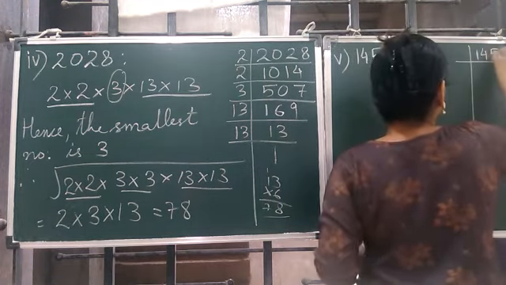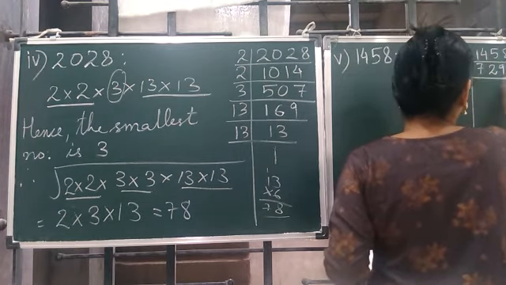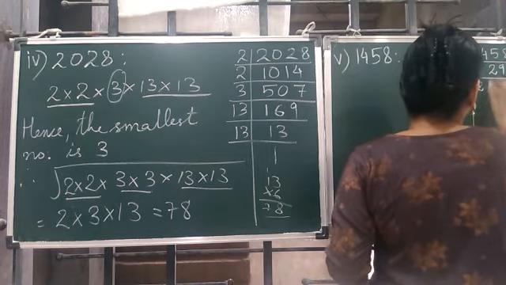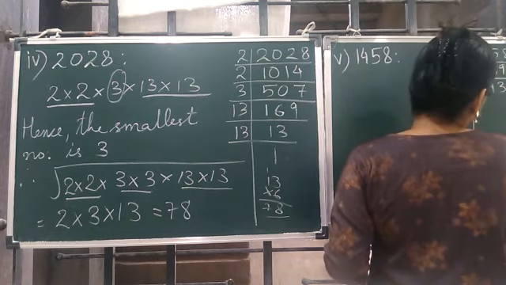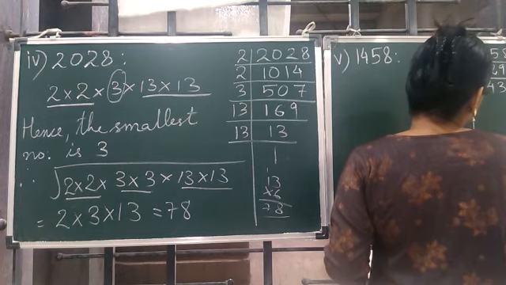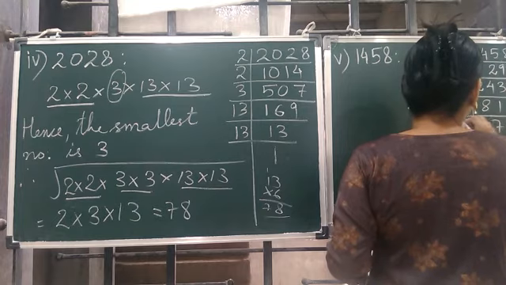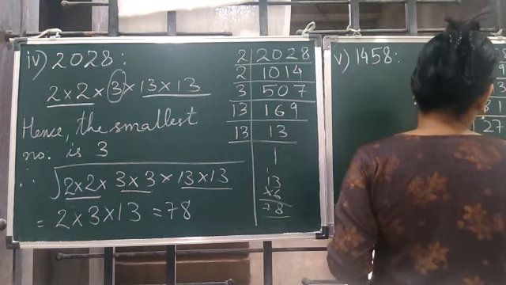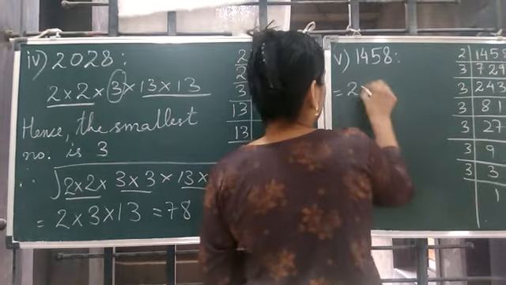Again we start with 2 because last digit is even. 2 7s are 14, 2 2s are 4, 2 9s are 18. Now it will go by 3. 3 2s are 6, 3 4s are 12, 9. Again it will go by 3. 3 2s are 6, 3 8s are 24, 27, 9, here. We write the pairs.